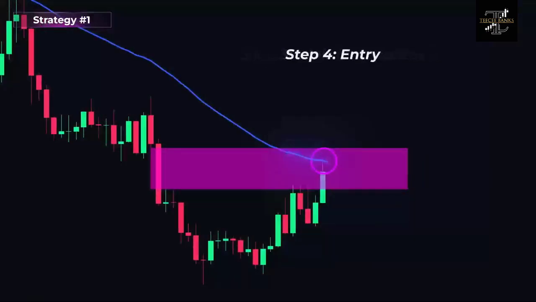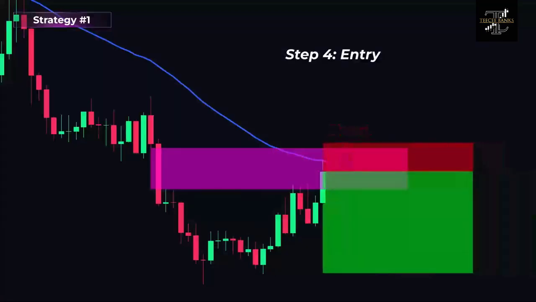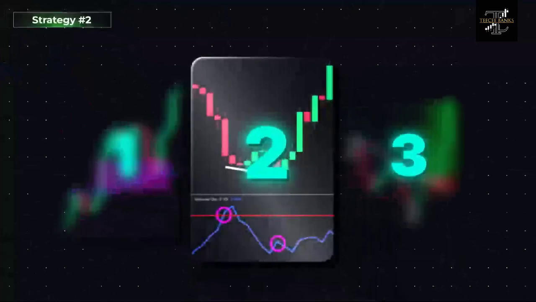From here, we can place a short position with our stop loss slightly above the fair value gap and our take profit set at 3 times the risk. And as you can see, price drops perfectly and hits our take profit target. Now moving on to the second strategy.